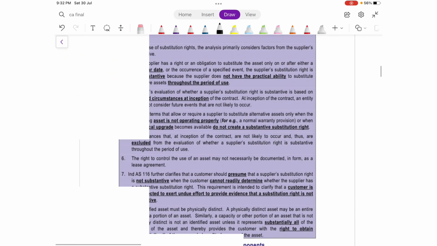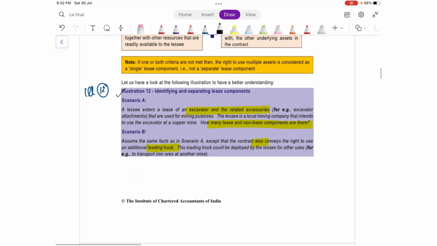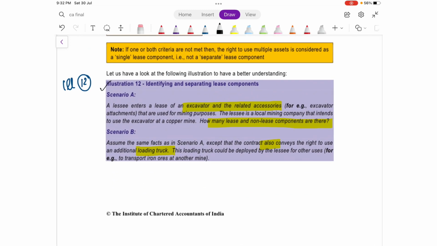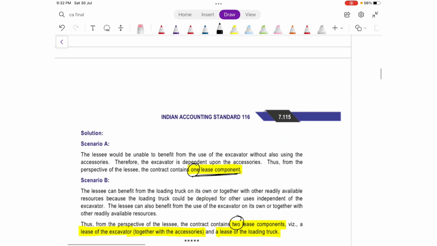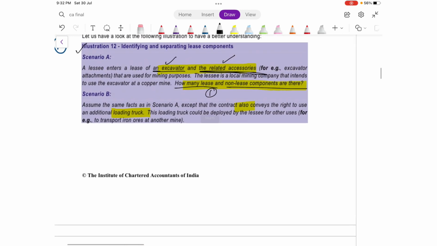So now let's move on to illustration number 12. They say this is an excavator and related accessories. I told you how many lease and non-lease components there are. Here there is only one lease component, which is the excavator and its related accessories. That is one component. So how many lease components are there? Only one. This I already told you in the theory lecture itself.